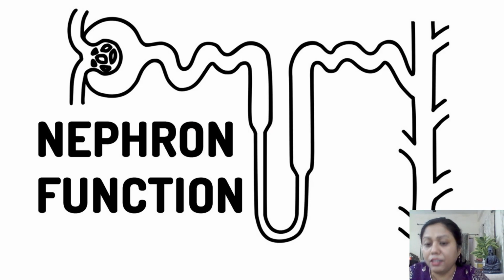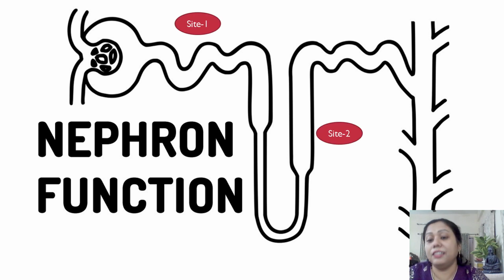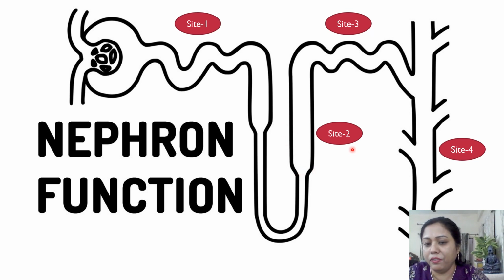Let's just quickly recap the different sites of action of diuretic drugs. The first site is proximal convoluted tubule, second site is the thick ascending loop of Henle, third is the distal convoluted tubule, and fourth site is the collecting duct. Remember guys, loop diuretics act on the thick ascending loop of Henle. This is the site of action of loop diuretics.